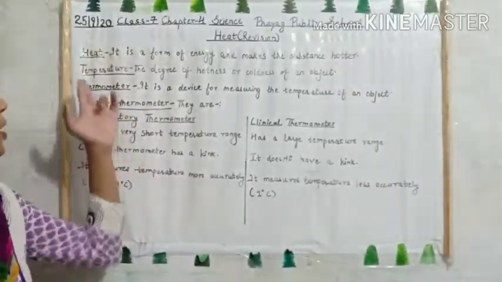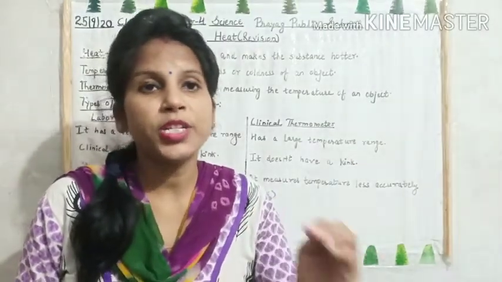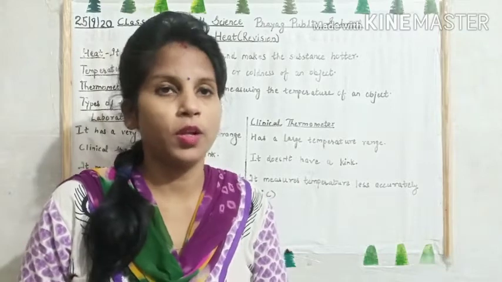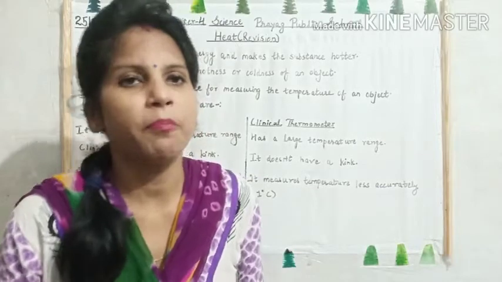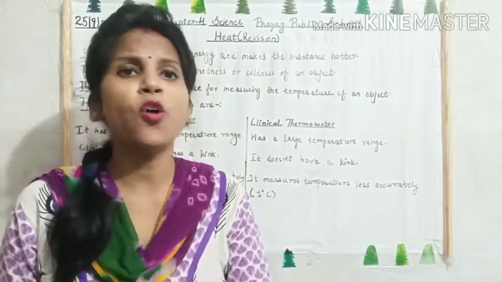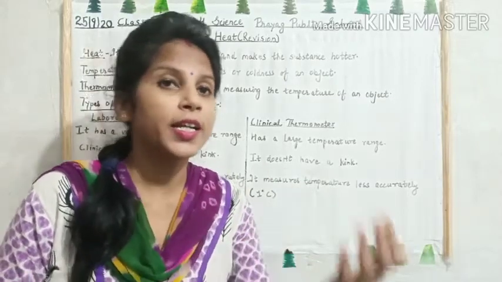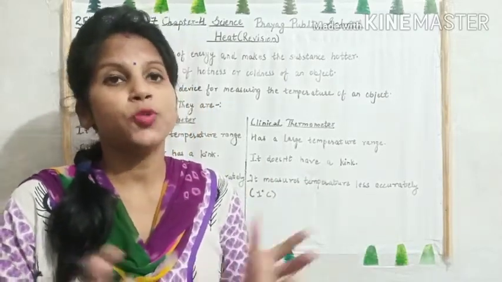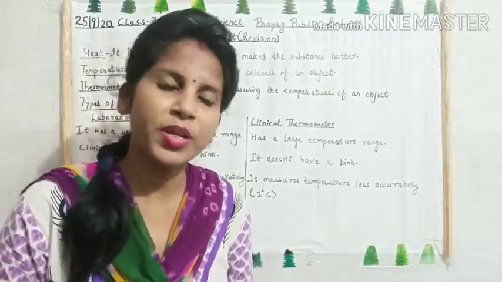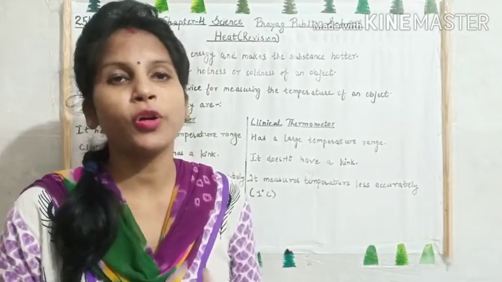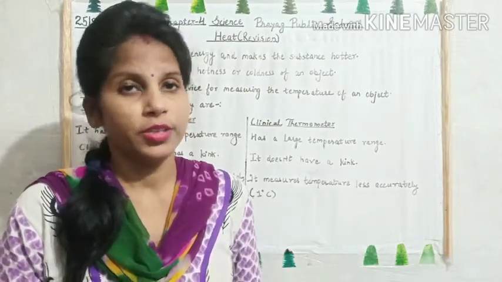Right, now temperature. Now, how can we say that the temperature of an object is high or low? Yes, temperature. What is temperature? Temperature, yani ki tapman. It is the degree of hotness or coldness of an object. Koi bhi object kitna thanda hai ya garam hai, uske bare mein batata hai degree, usi ko hum kehte hain temperature. So, the degree of hotness or coldness of an object is called temperature. Ye to ho gaya temperature.